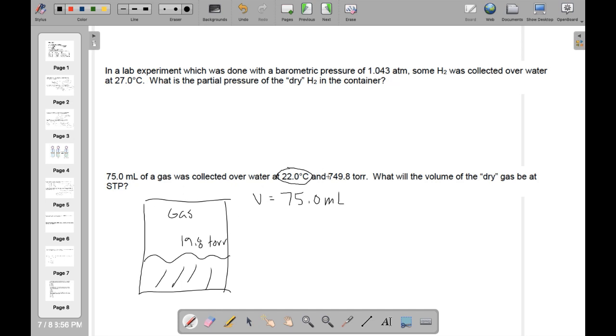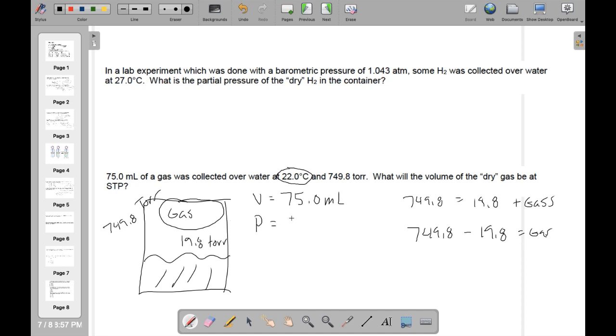Well, I noticed the total pressure is 749.8 torr. So I have the pressure of this water vapor, and I have the total pressure. Now I can find the pressure of this gas. This is where I use Dalton's law. 749.8 equals 19.8 plus whatever my mysterious gas is. So my mysterious gas is 749.8 minus 19.8. That's going to be my pressure, which is about 730 torr.